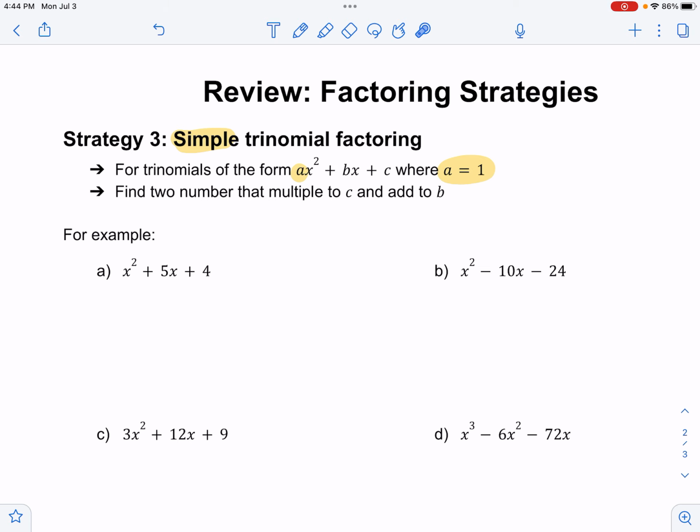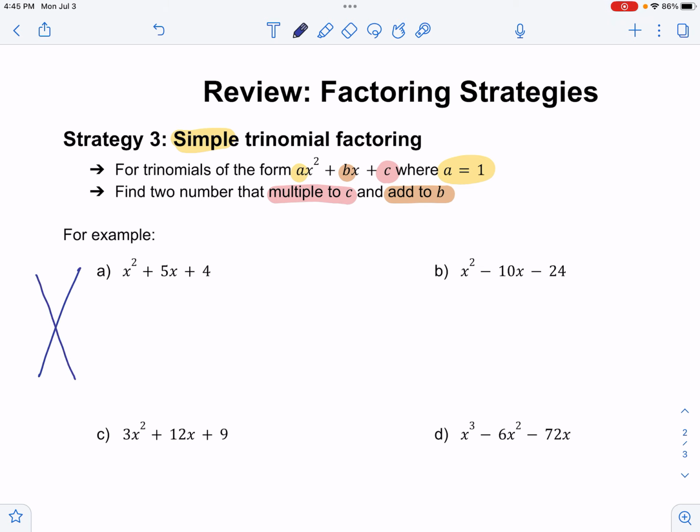Essentially what you're looking for is two numbers that multiply to c and that also add to b. And you can do this a lot of different ways. The strategy that works well for me and that I've seen work well with my students is to use an X to keep things in check.